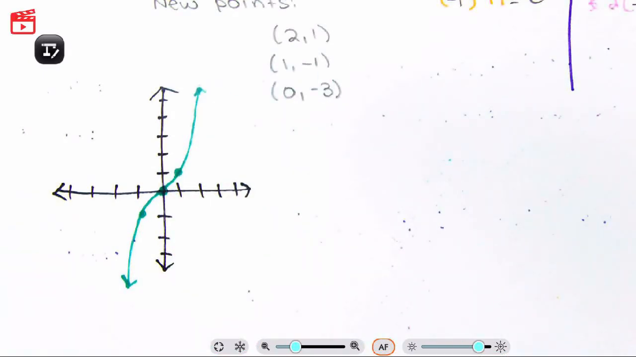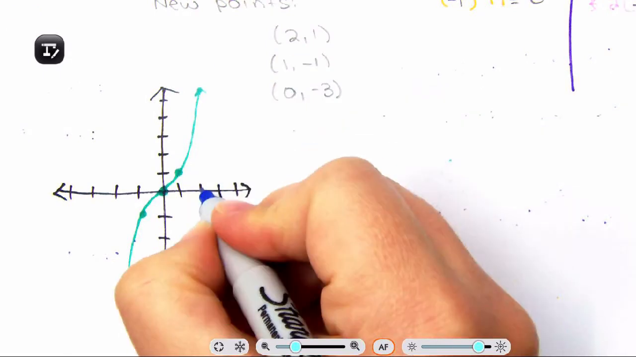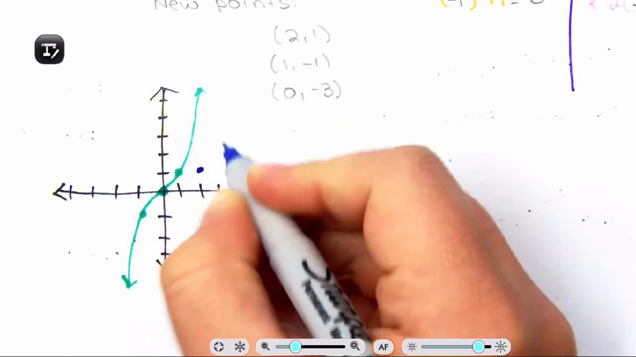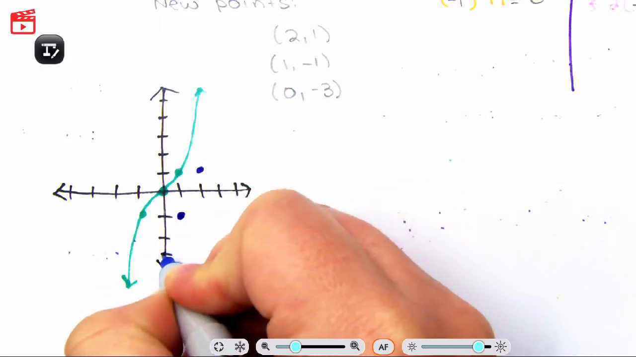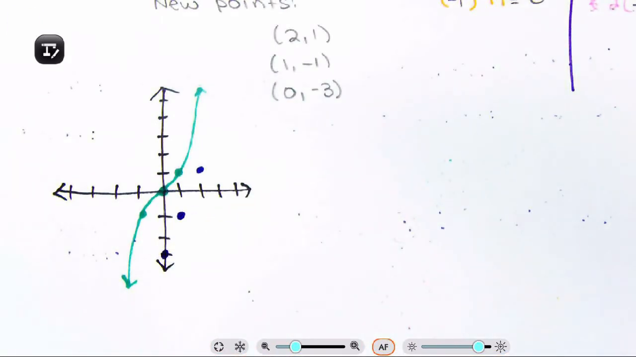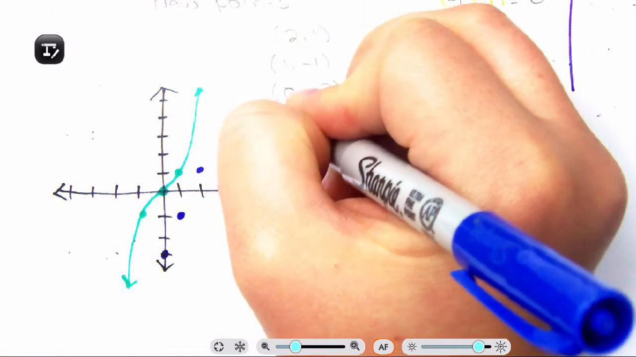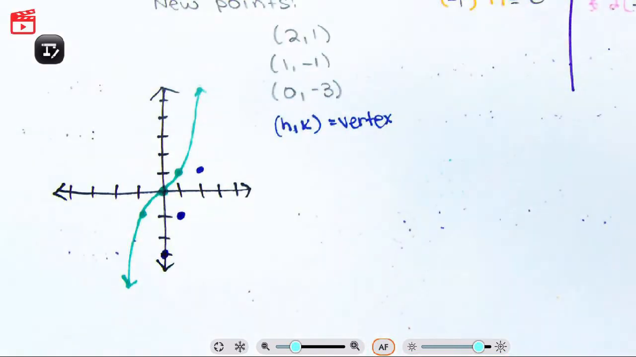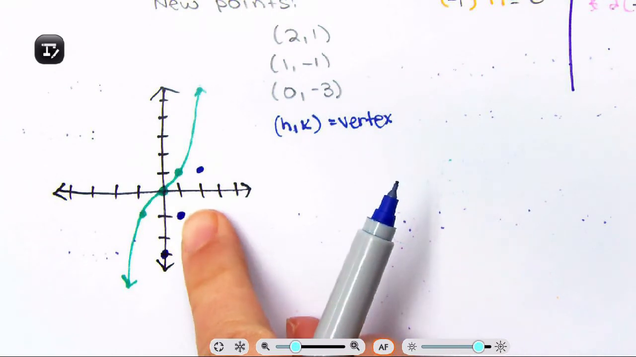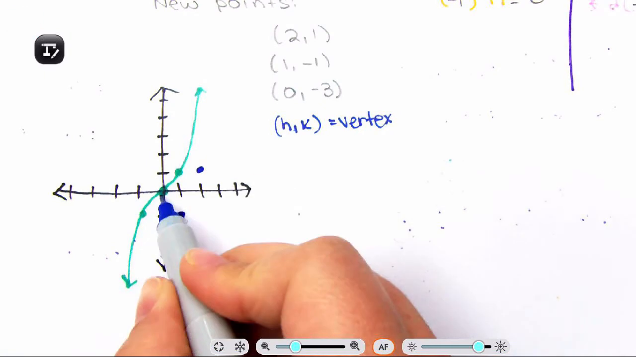So let's apply our new points to this. So I have (2, 1). I have (1, -1). And I have (0, -3). So again, where's your vertex? Your vertex is (h, k). And that's going to be your middle point. You're doing the reference point, it's going to be your middle point. So from the middle point, you're going to connect, it's going to look just like this.